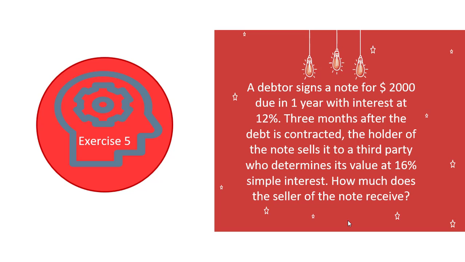Exercise number 5. A debitor signs a note for $2,000 due in 1 year with interest at 12%. 3 months after the debt is contracted, the holder of the note sells it to a third party, who determines its value at 16% simple interest. How much does the seller of the note receive?